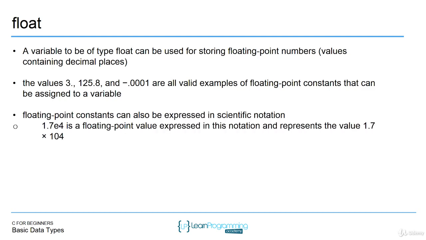Floating point constants, which are the values that you assign, can also be expressed in another notation. It's called scientific notation. So you can assign a value like 1.7e4 to a floating point variable. And that's just going to mean that it's represented in scientific notation. The C compiler understands it. It represents the value as 1.7 times 10^4.